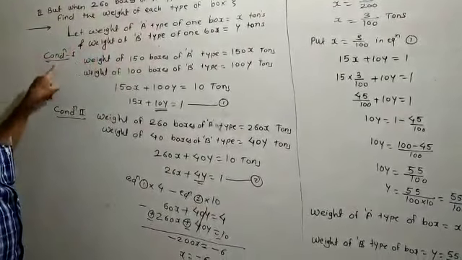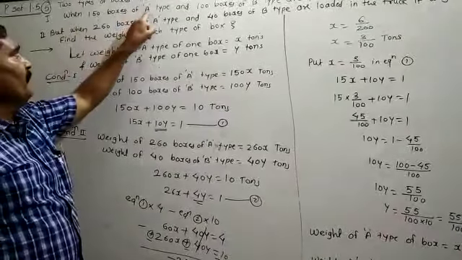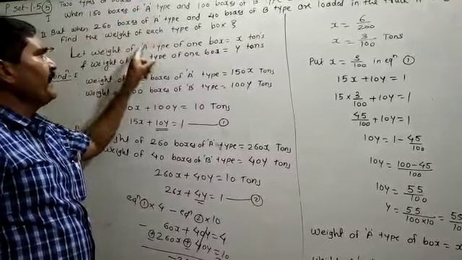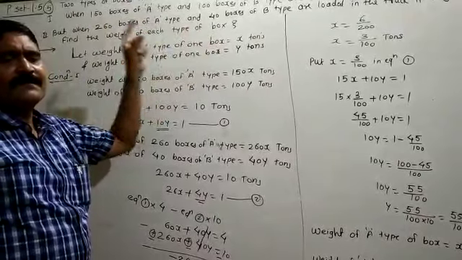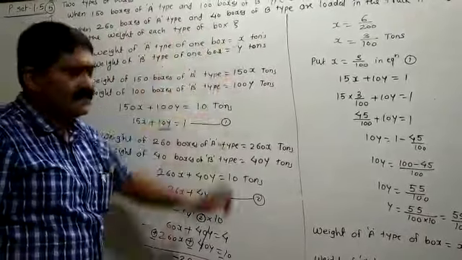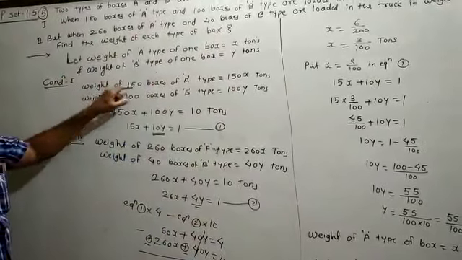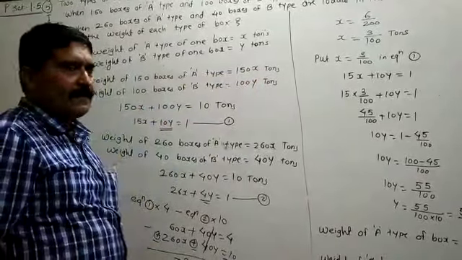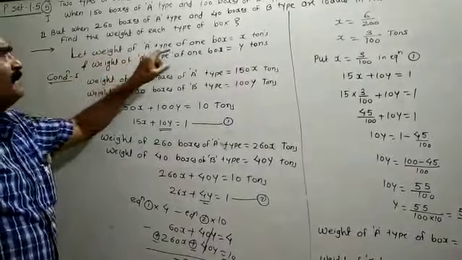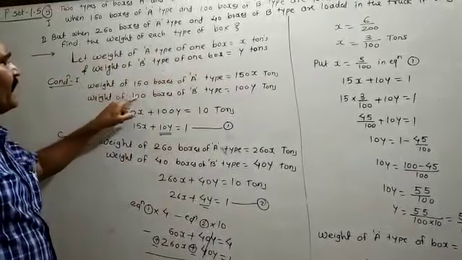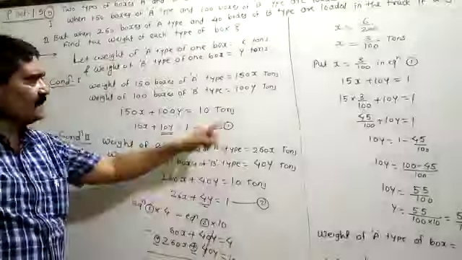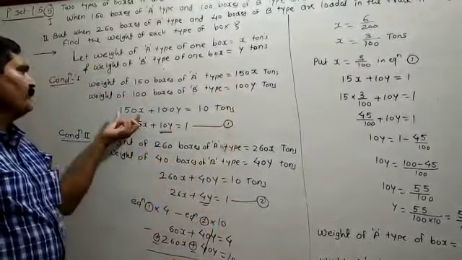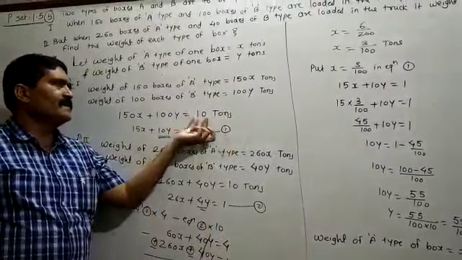According to condition 1, the weight of 150 boxes of A type: if the weight of one box of A type is X tons, then the weight of 150 boxes of A type is 150 multiplied by X, which is 150X. And the weight of one box of B type is Y tons. The weight of 100 boxes of B type is 100 multiplied by Y, which is 100Y. And their total weight, this weight plus this weight, is equal to 10 tons. That's why the first condition is 150X plus 100Y is equal to 10 tons.